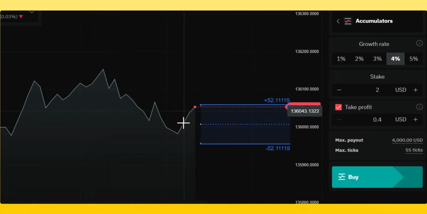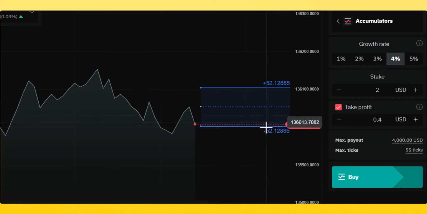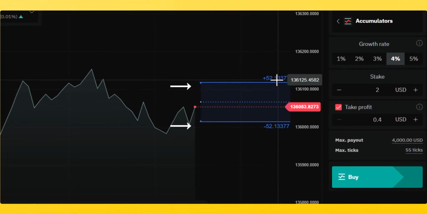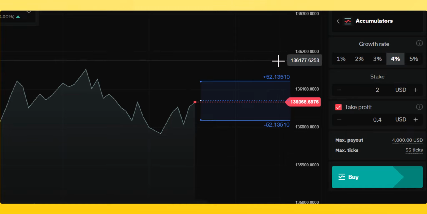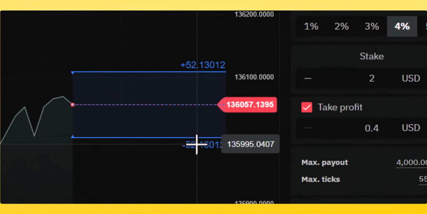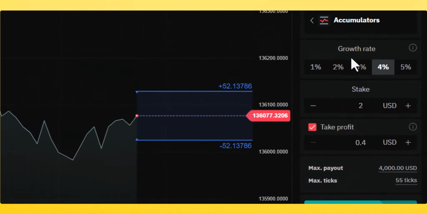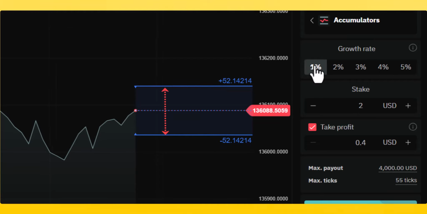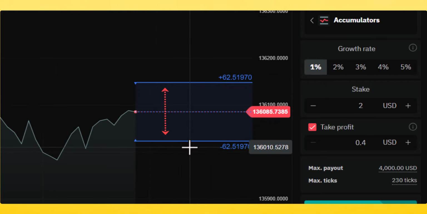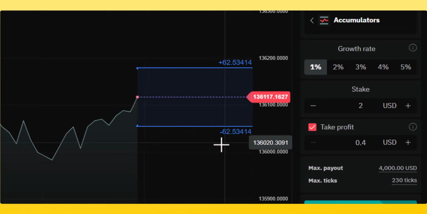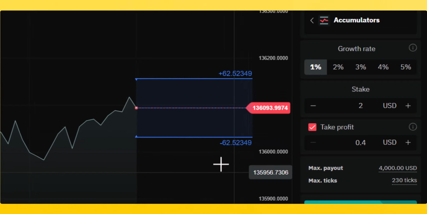All right, so pretty much self-explanatory, but what they're saying in essence is that this is how the accumulator looks. There is an upper barrier, there's a lower barrier. See, there's a plus 55, there's a minus 52. So you can select the growth rate, 1% gives you a wider margin. You see 62, plus 62, minus 62.